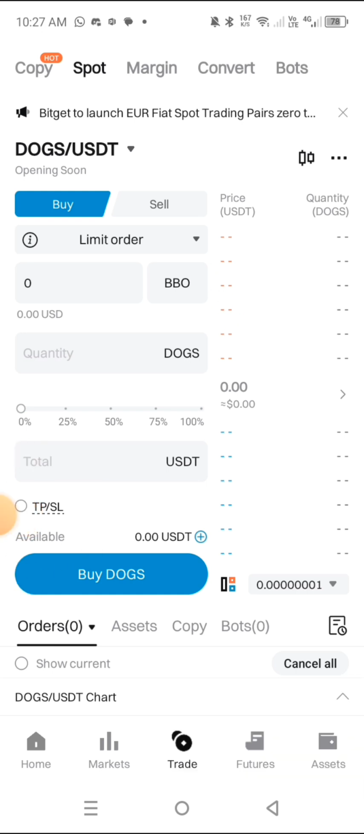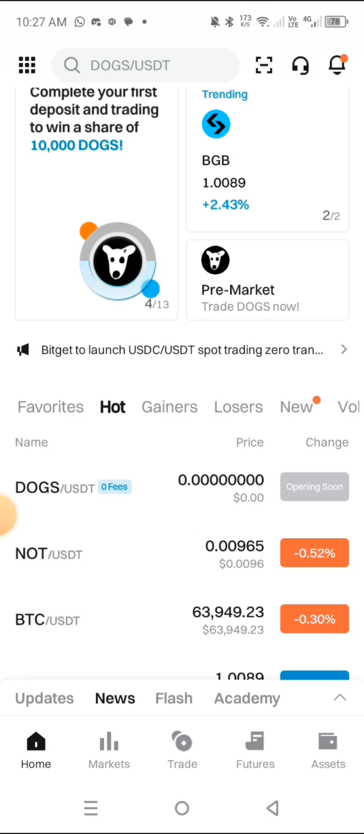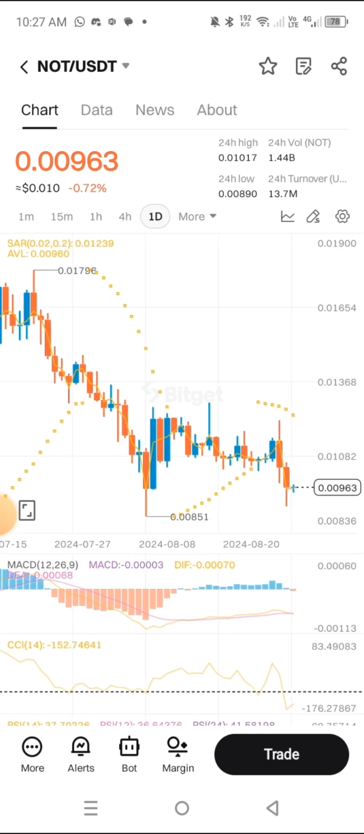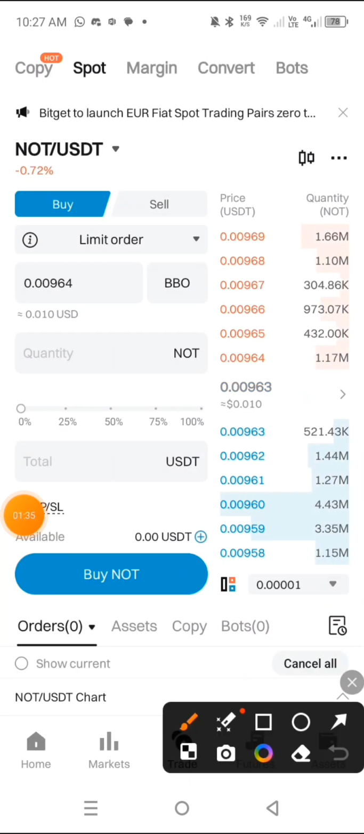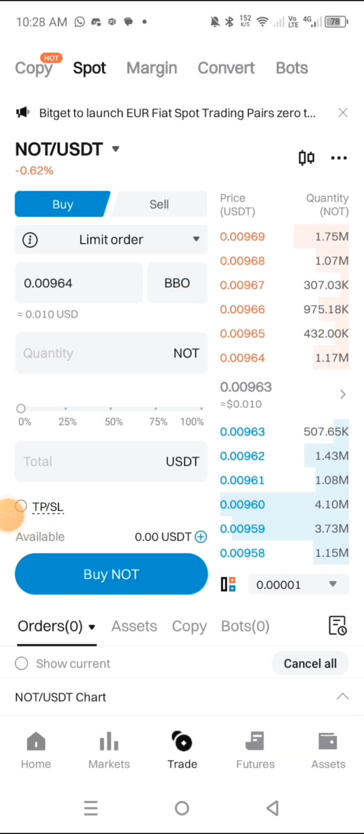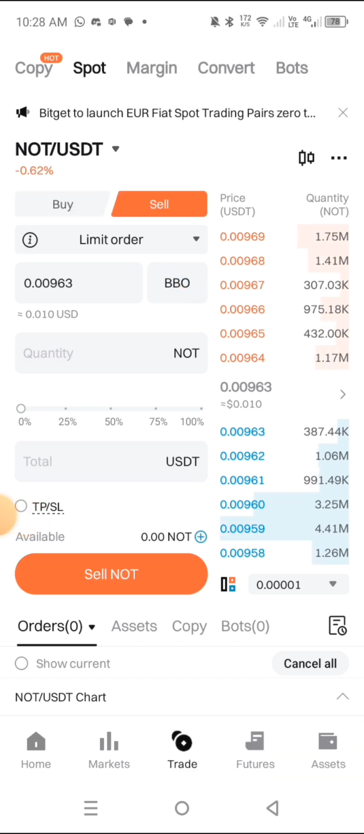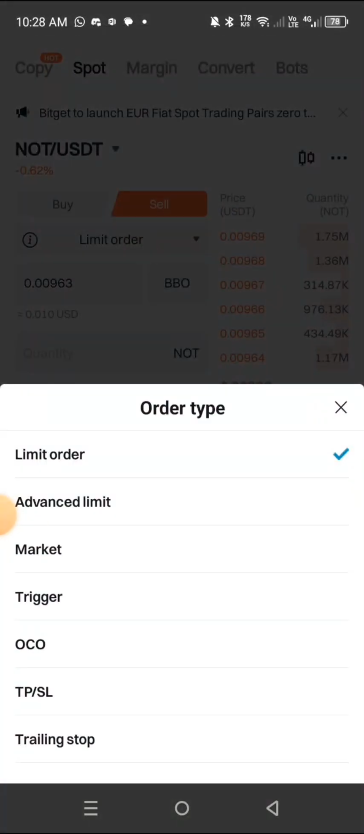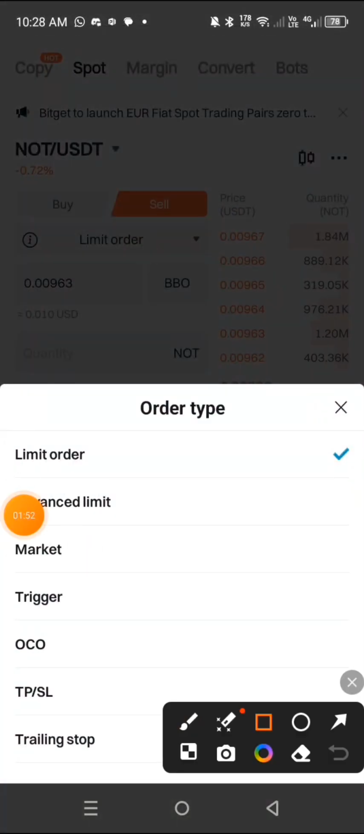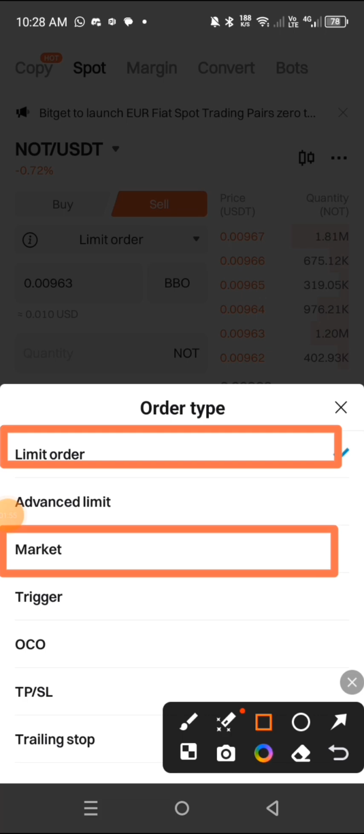So I am going to show you these steps in Notecoin because it's listed. Now I am going to Notecoin. Now I am going to click on the same trade and you can see this trade is open. What you have to do is click on sell, and here we have multiple options, but we will choose two only. One is limit and the second is market.